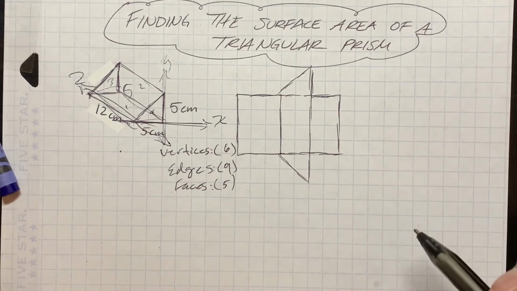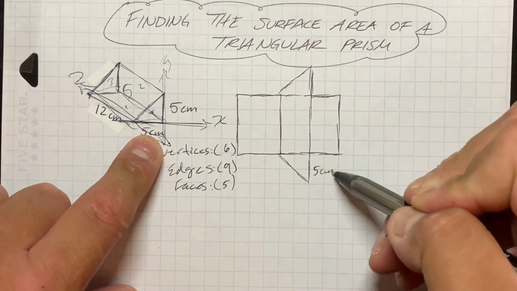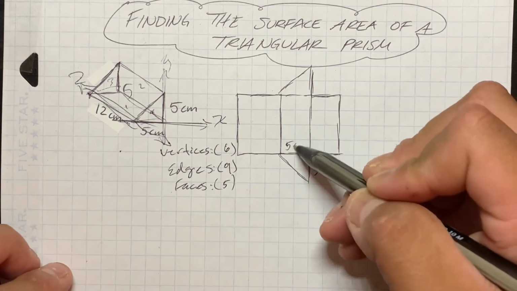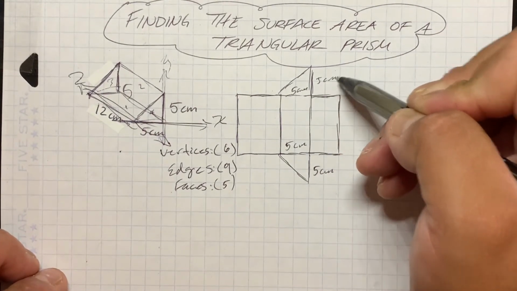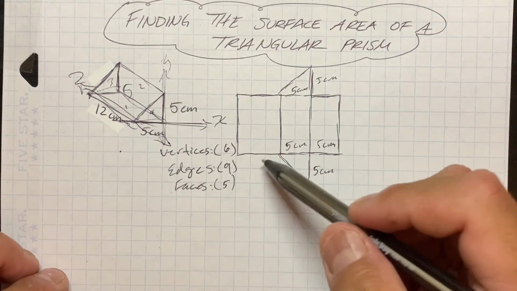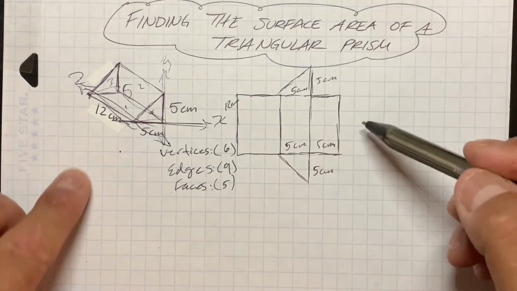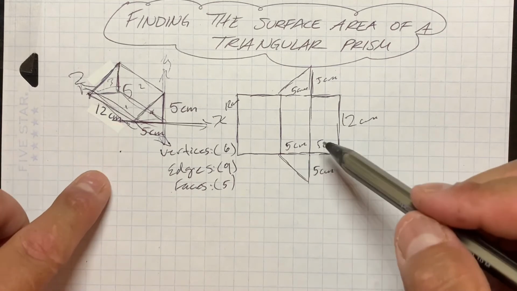All right, so 3 dimensions. From here, let's just go ahead and figure this out. So this is going to be 5 centimeters tall for that triangle, and 5 centimeters wide. So this is going to be 5 centimeters and 5 centimeters. Okay, so this is also 5 centimeters, and then here this is going to be 12 centimeters. All right, so 12 centimeters. Okay, and then let's see here.